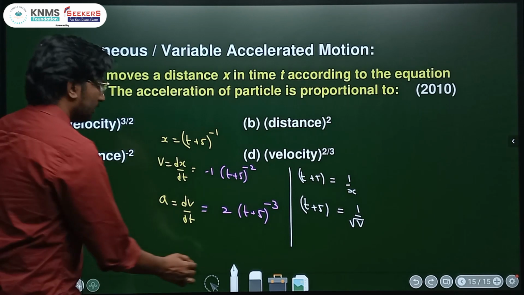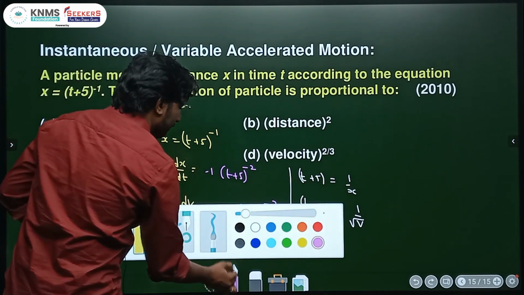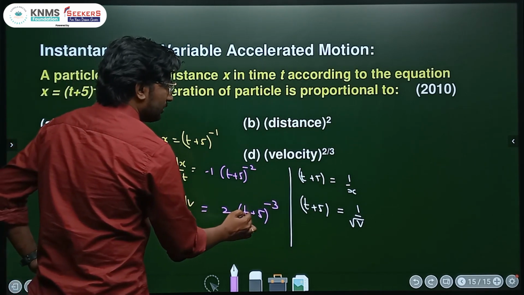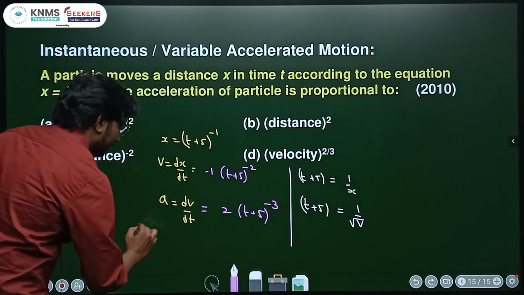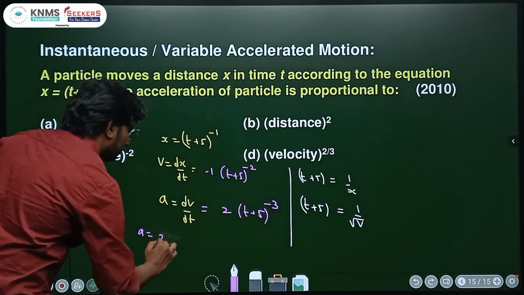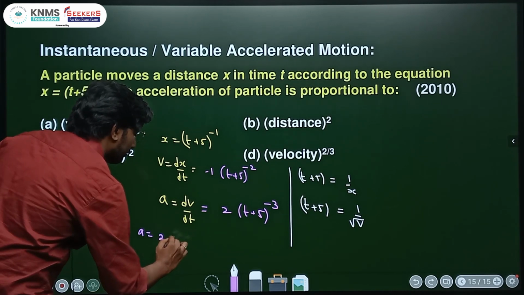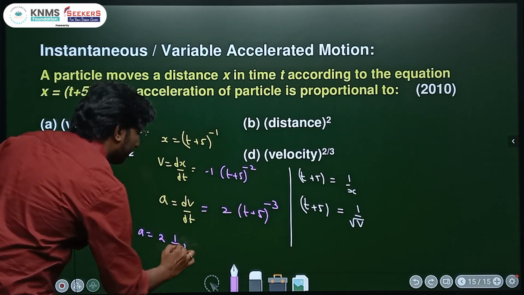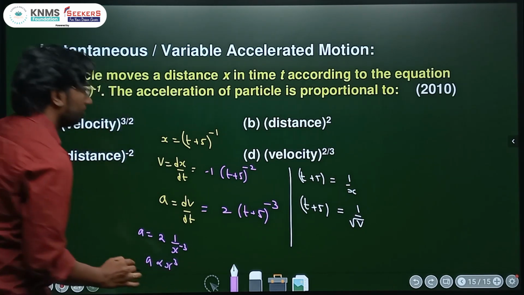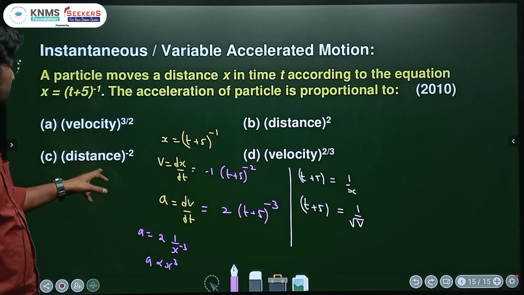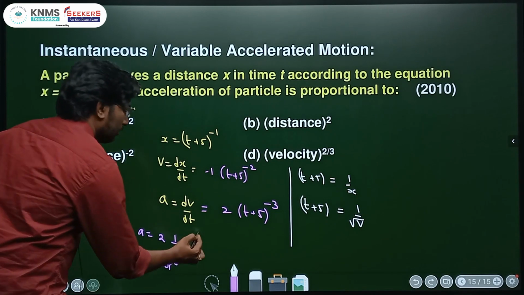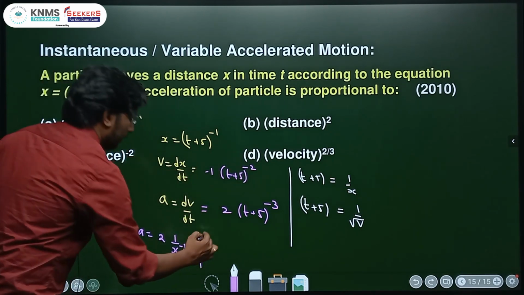Now let's substitute in this acceleration and see which one fits the answers. If I take t plus 5 as 1 by x, then I should get a is equal to 2 into (1 by x) to the power minus 3, or acceleration is directly proportional to x cube, distance cube. But I don't think that answer is there. Distance is given to the power minus 2 and to the power 2. So not. Let's check with the velocity.